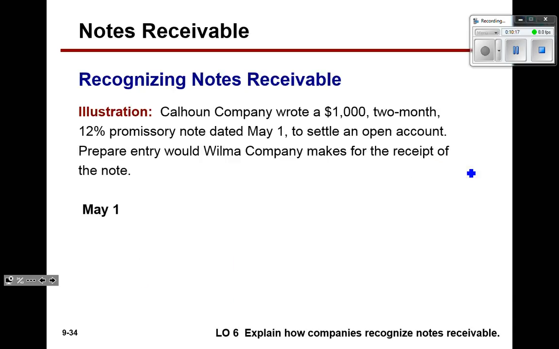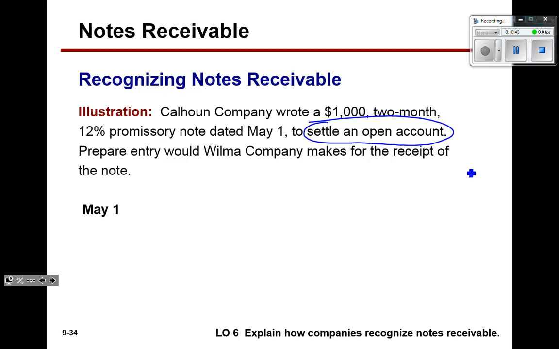Let's do an entry. Calhoun Company wrote a $1,000 2-month 12% promissory note to settle an open account. What do you think that means? Okay, Calhoun wrote a note. Prepare the entry Wilma Company makes for the receipt of the note.